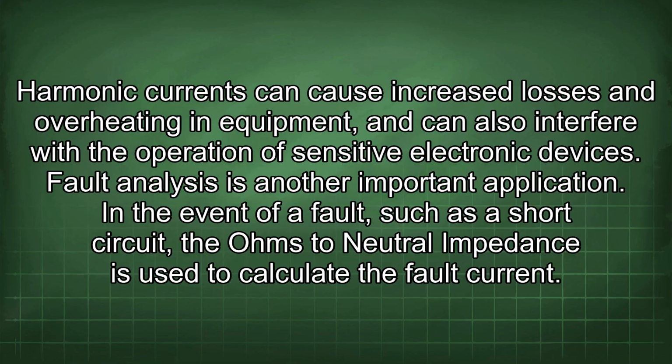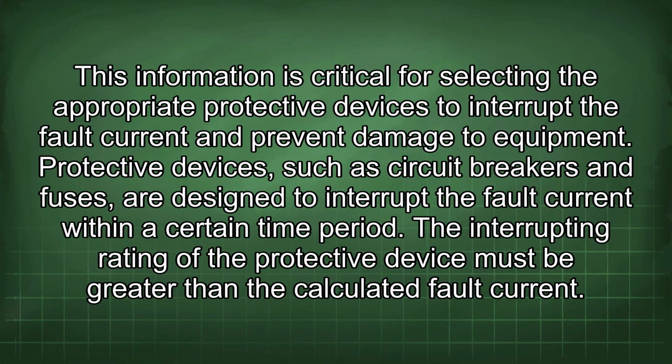Fault analysis is another important application. In the event of a fault, such as a short circuit, the ohms to neutral impedance is used to calculate the fault current. This information is critical for selecting the appropriate protective devices to interrupt the fault current and prevent damage to equipment. Protective devices, such as circuit breakers and fuses, are designed to interrupt the fault current within a certain time period. The interrupting rating of the protective device must be greater than the calculated fault current.